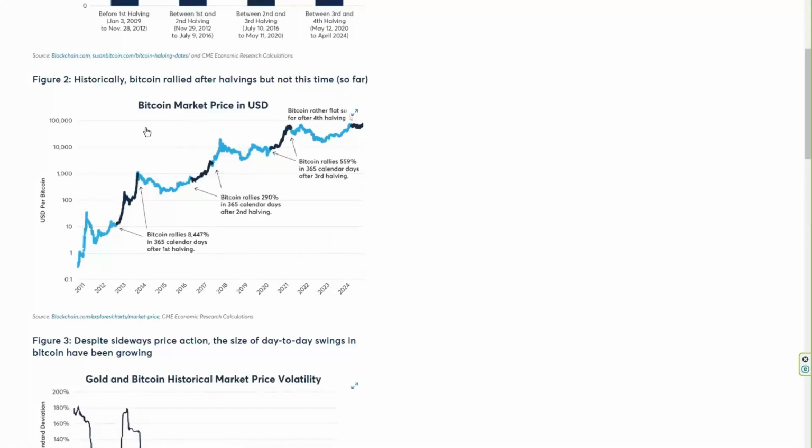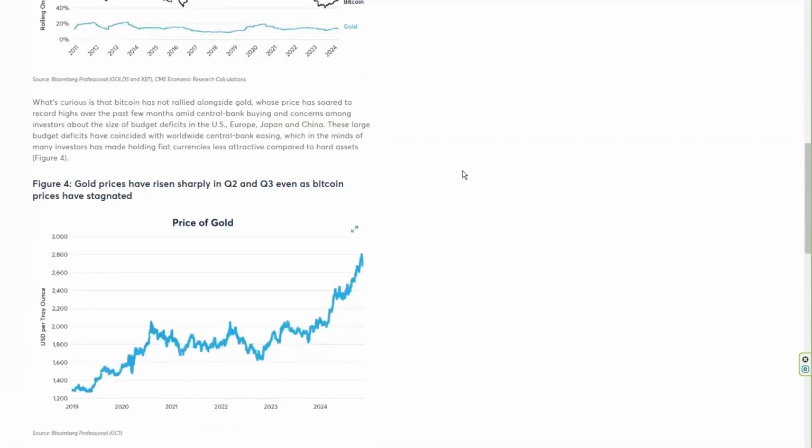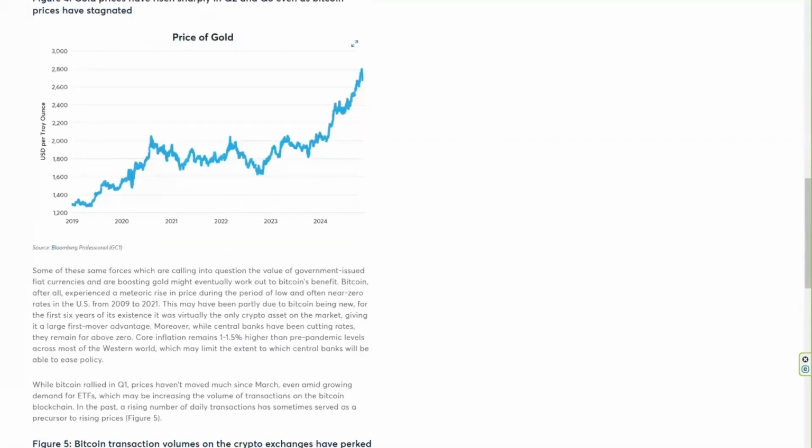This is the previous rallies that have gone on after the halvings. So the first halving was 2012, I believe. And from 2012, we had a big surge of 8,447% in a year. The second one was up 290%. This is just Bitcoin, 290%. The third one in 2020 was up 559%. And at the moment, we're up around here, and we have been up at 108. This has not gone off as massively as normal, but that is what we're thinking.